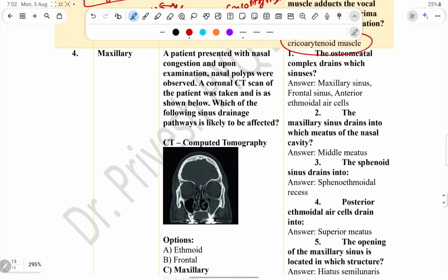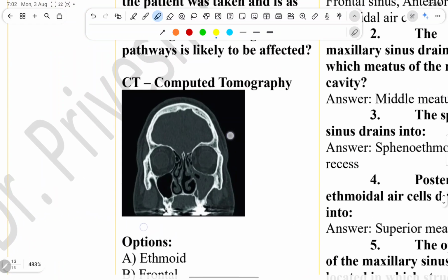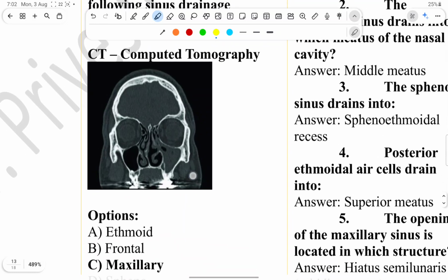Next, a patient presents with nasal congestion, and upon examination nasal polyps were observed. A coronal CT of the patient was taken as shown below. Okay, what is the likely diagnosis?